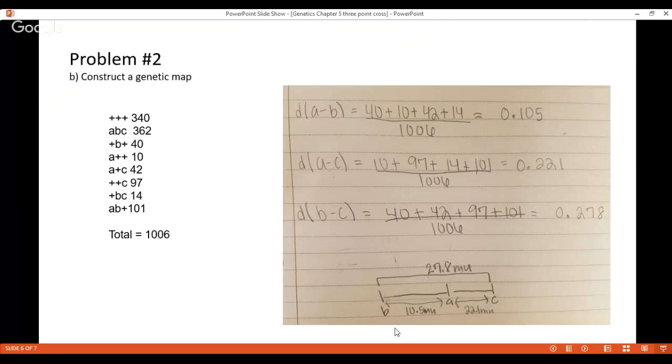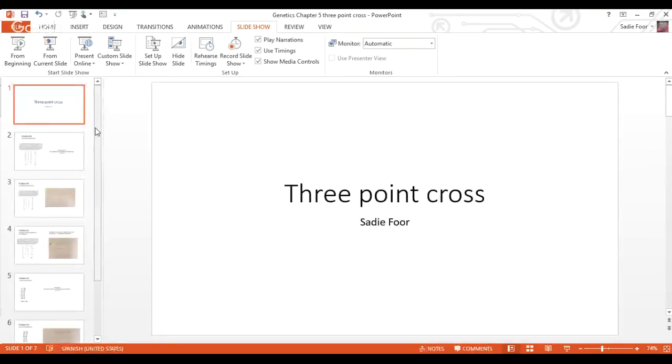So this gives us B, A, C, B to C being the longest over here with this largest decimal, A to C being 0.221 or 22.1 centimorgans. So map units, 22.1 map units, 27.8 map units, and 10.5 map units. And that was all for the 3-point cross in chapter 5.